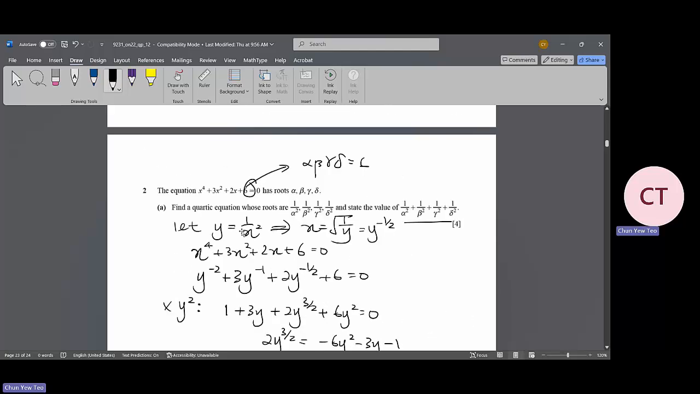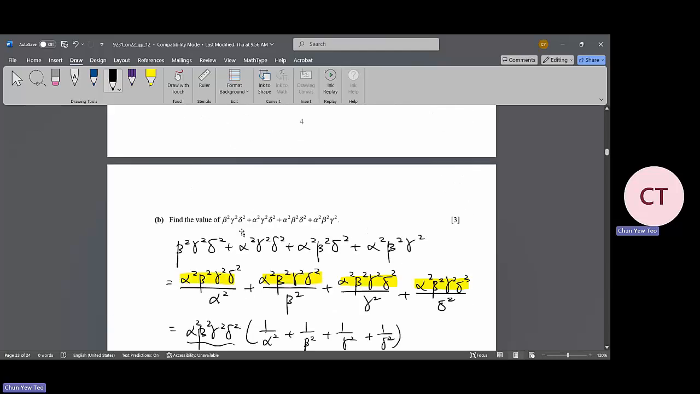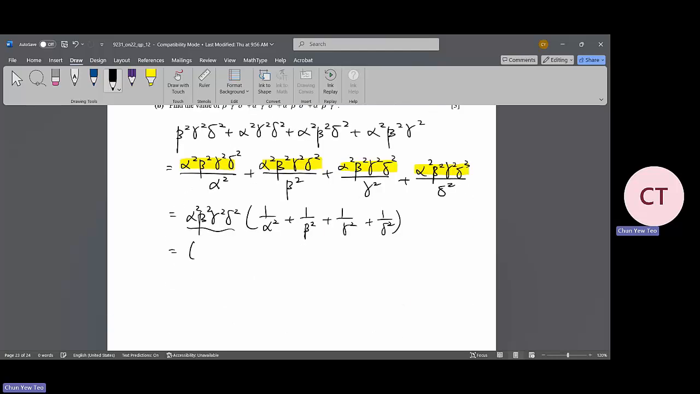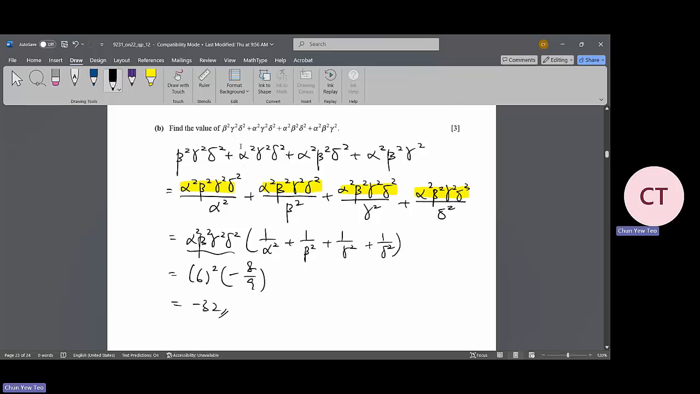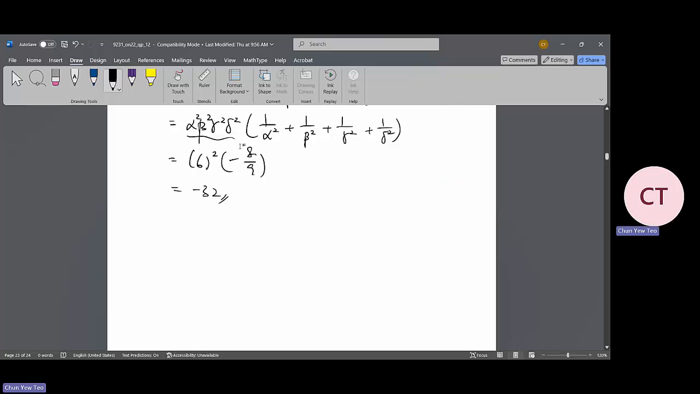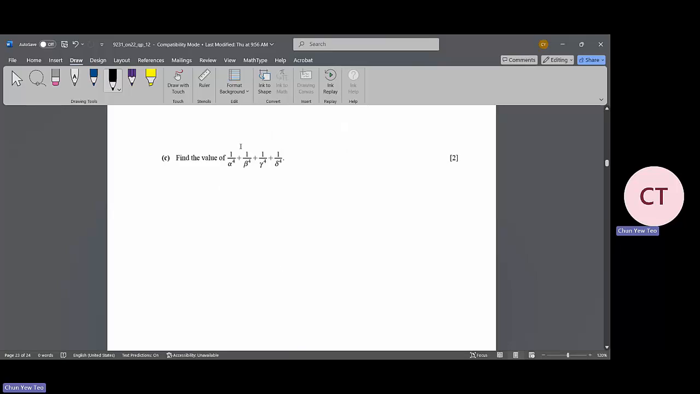Negative, positive, negative, positive. Yes, correct. Positive 6. So this one is a 6 square. This one is from the part A just now. Part A just now, the answer is negative 8 over 9. So you just press the calculator, then you can get the answer as negative 32. So this will be the answer for the number 2B. Done. Now we move on to the number 2C.